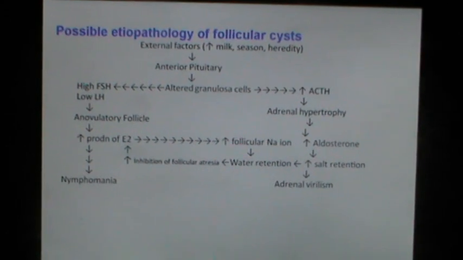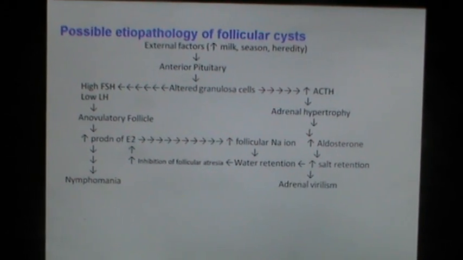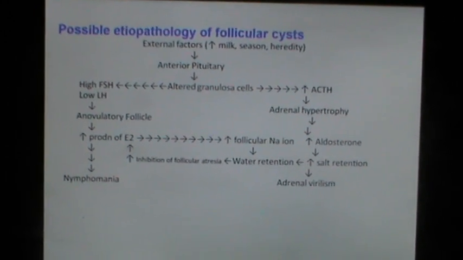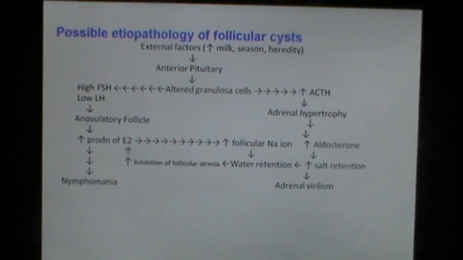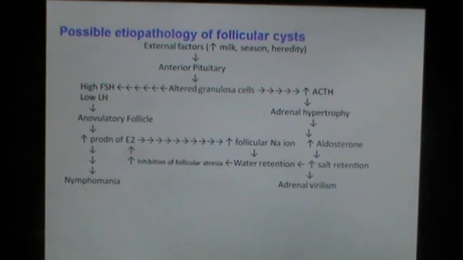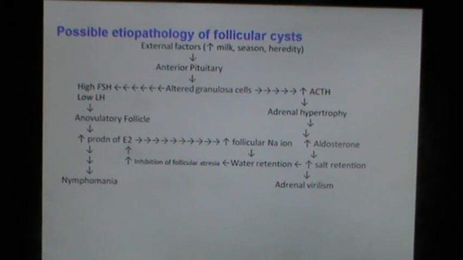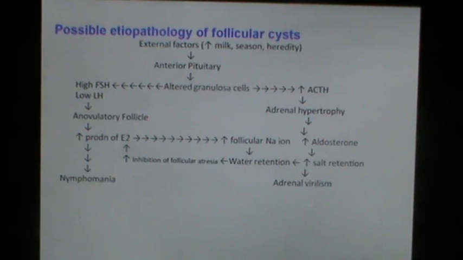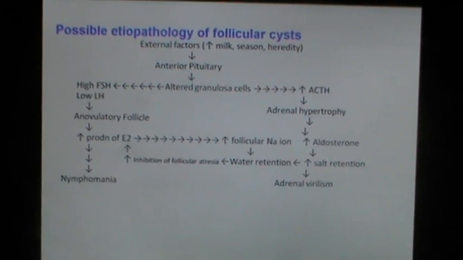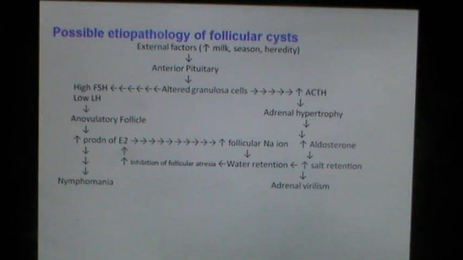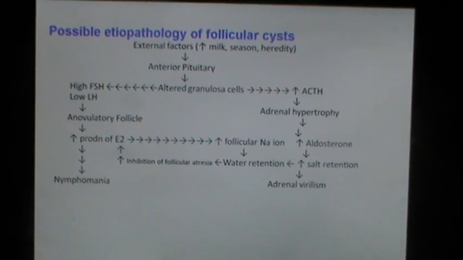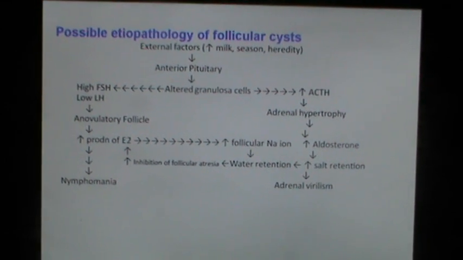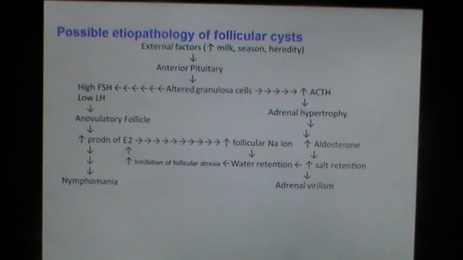The possible etiology of follicular cysts is that external factors, increased milk, the harsh season, and heredity affect the anterior pituitary, and this results in altered granulosa cells which produce increased ACTH, resulting in adrenal hypertrophy and increased aldosterone. This results in salt retention, and then high follicle stimulating hormone and low luteinizing hormone result in an anovulatory follicle.